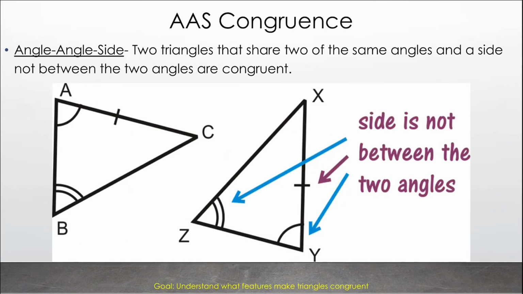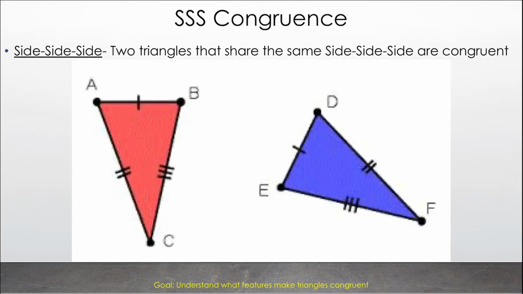Angle angle side: two triangles that share two of the same angles and a side not between the two angles are congruent. That also works for this, angle angle side. That also is congruent there. Side side side: two triangles that share the same three sides are congruent. So they have three sides that are congruent. That is something that we can then say, yep, these two triangles are congruent.